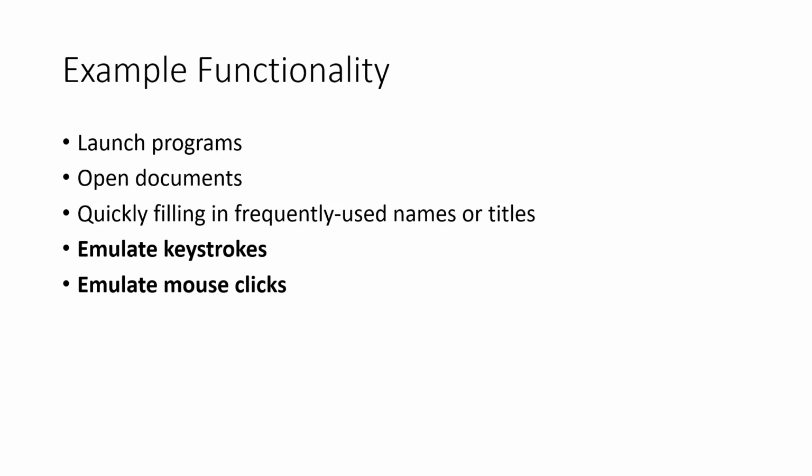Here are a few examples of what AutoHotkey can do for you. It can launch programs, open documents through File Explorer, and quickly fill in frequently used names, titles, or fields. Most importantly, it can emulate keystrokes and mouse clicks, which is instrumental to any use of AutoHotkey.